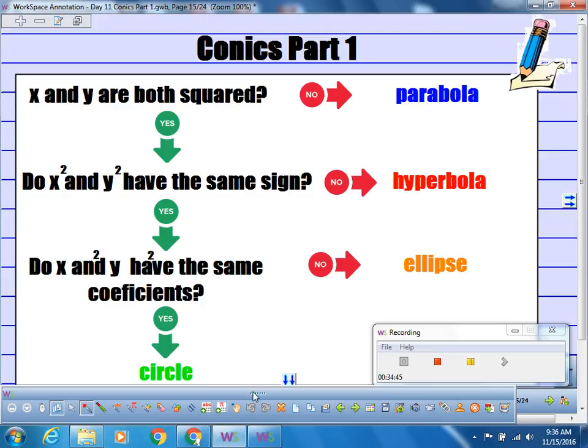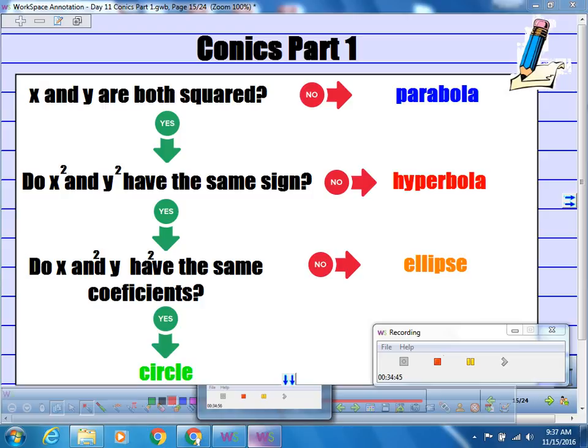All right, let me explain this graphic. So it's a flow chart. I need everybody's attention. I'm tired of having to talk to this table right here. So this is a flow chart, okay? So this is what I'm going to ask myself. Are x and y both squared? If they're not, we have a parabola, right? When one of them's squared and one of them isn't, we have a parabola.